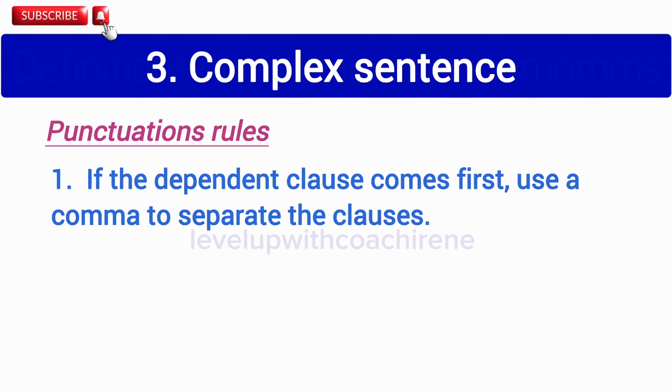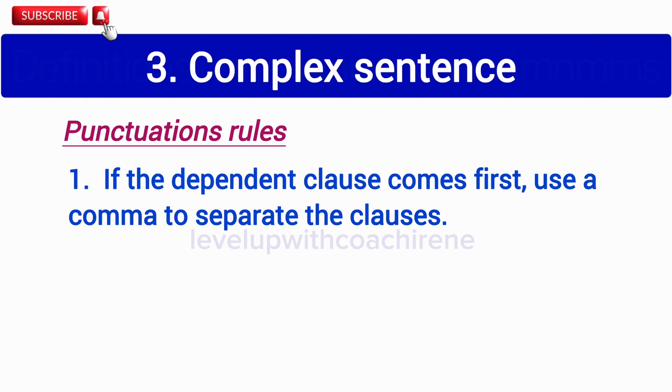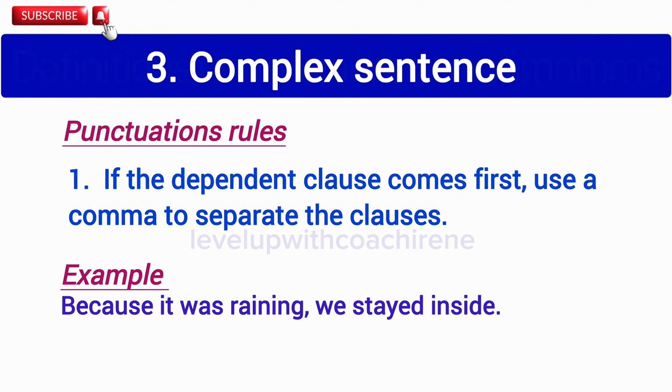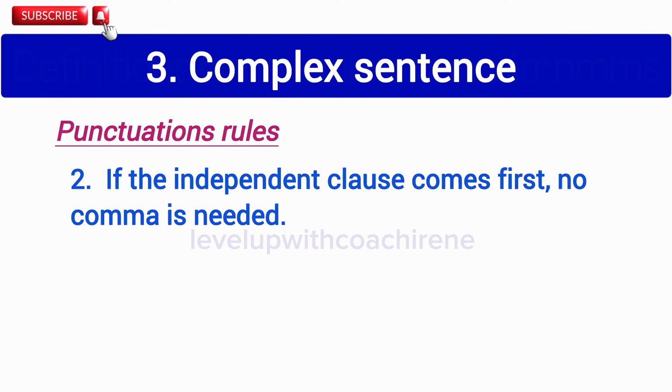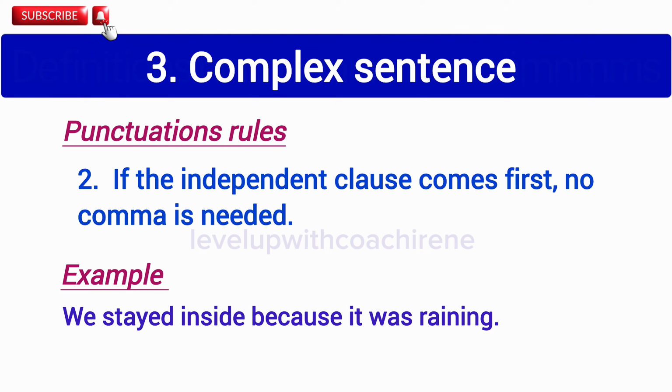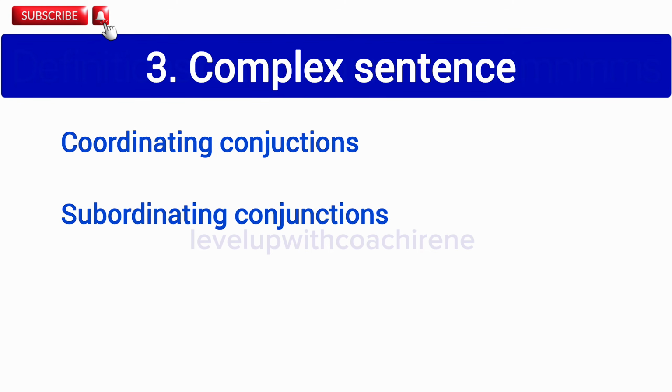Let us look at some punctuation rules in complex sentences. If the dependent clause comes first, use a comma to separate the clauses. For example, because it was raining, we stayed inside. If you observe, because it was raining was followed by a comma before the independent clause, we stayed inside. If the independent clause comes first, no comma is needed. For example, we stayed inside because it was raining.